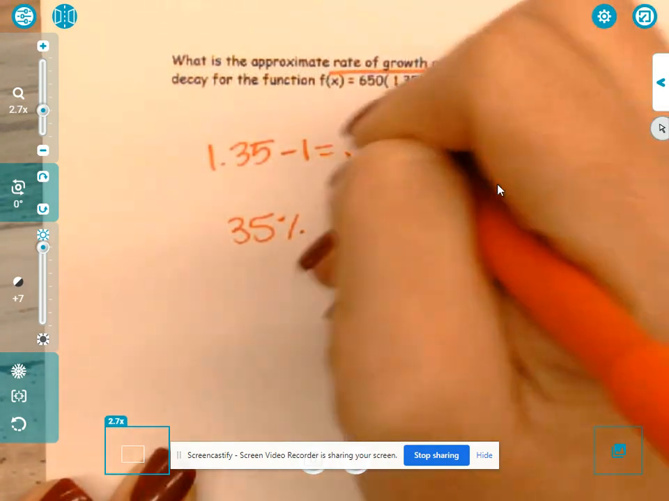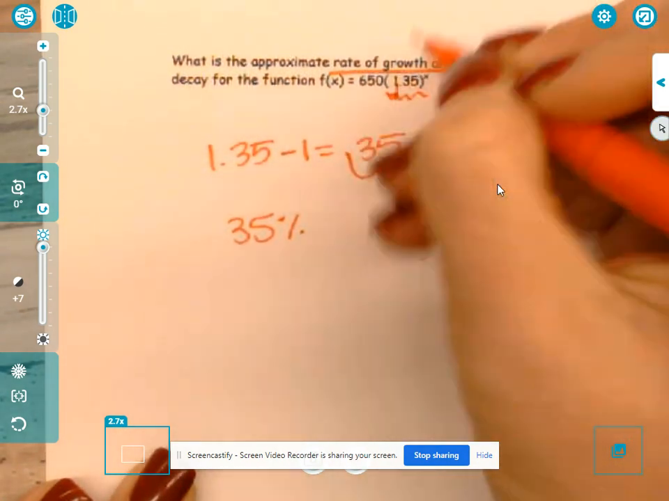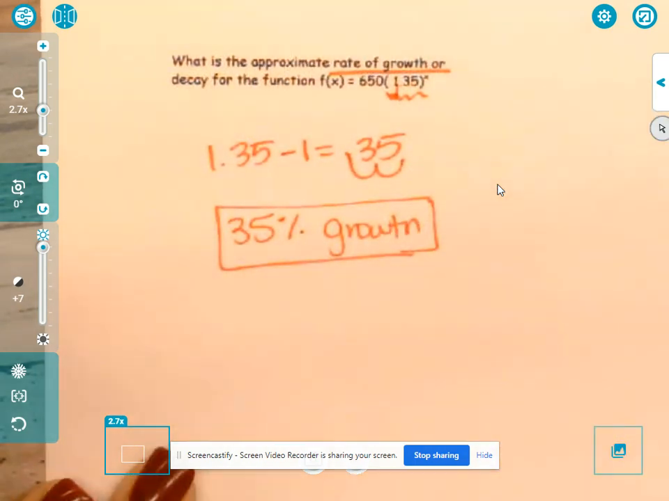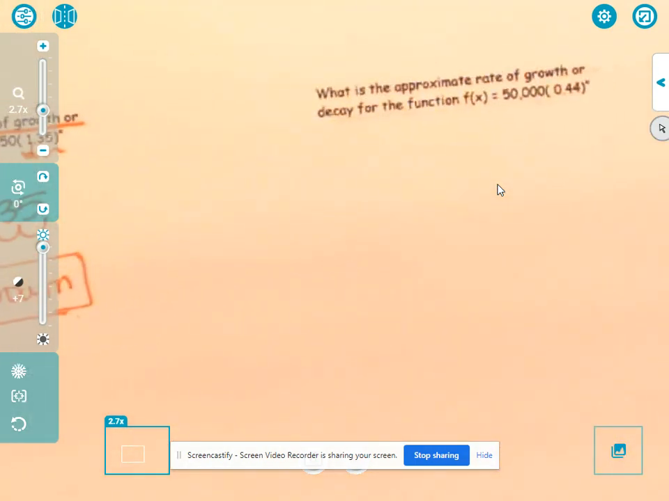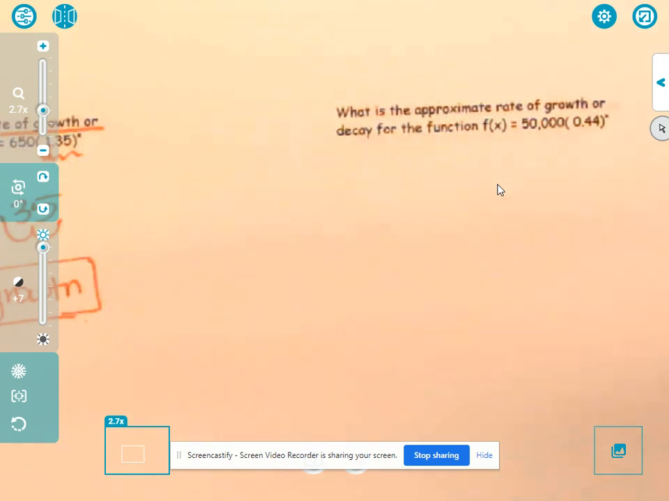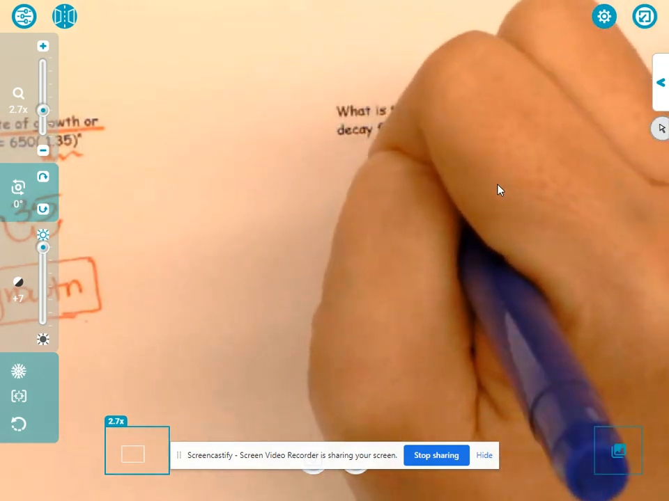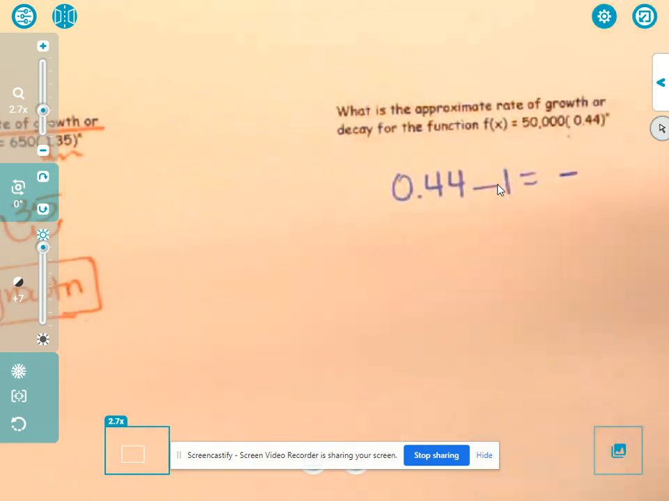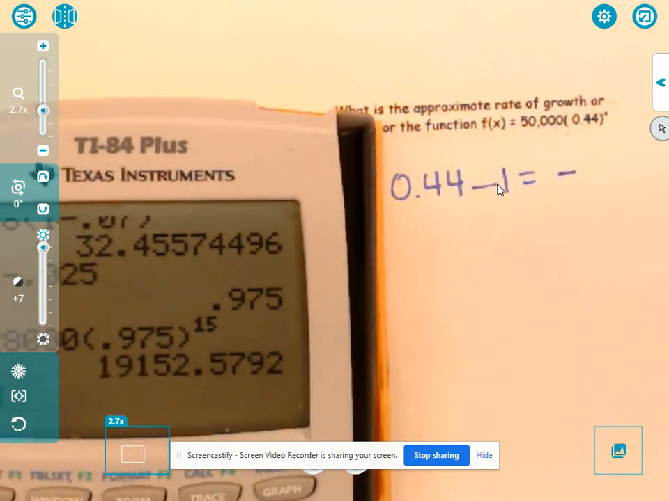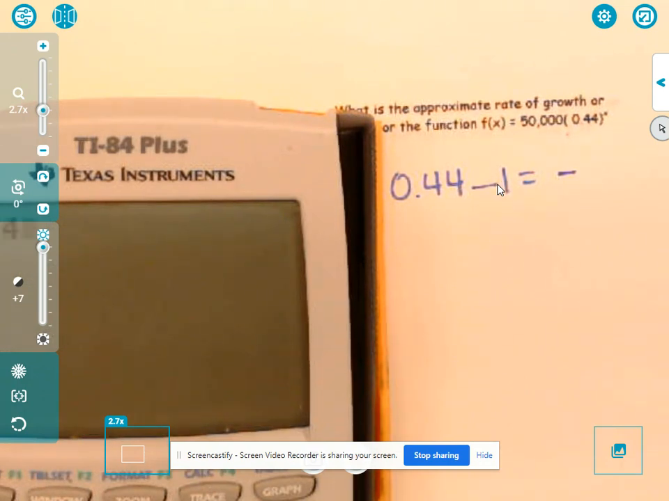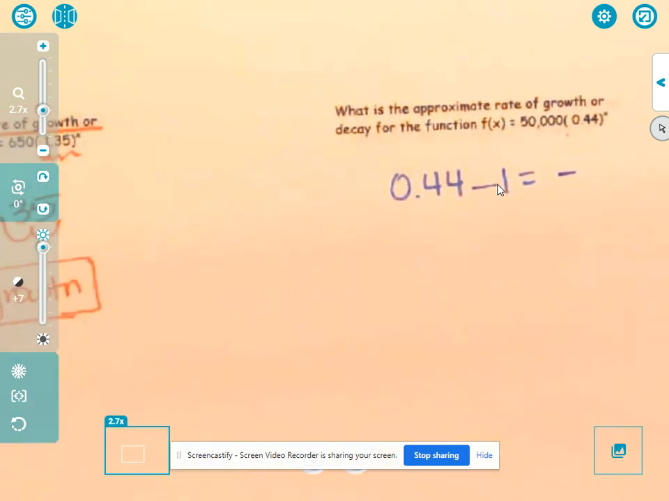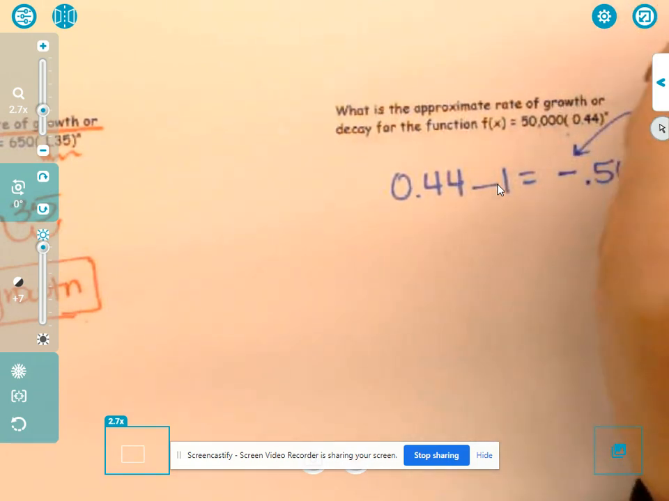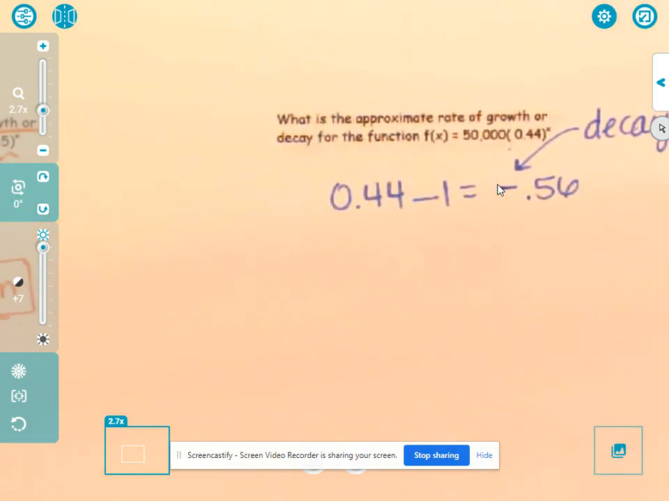Okay. All right. And then again, we're going to move that 2 places over. So this is 35%. If this is a positive number, or if this number is greater than 1, it's going to be growth. Okay. This was in the same day. That's why I'm doing it now. Okay, so moving over here. Now, if you notice this number right here, 0.44, it is less than 1. So automatically, I know we're going to have decay. So all I'm going to do is I'm going to do the same exact thing. I'm going to say 0.44 minus 1, and that's going to give me a negative 0.56.